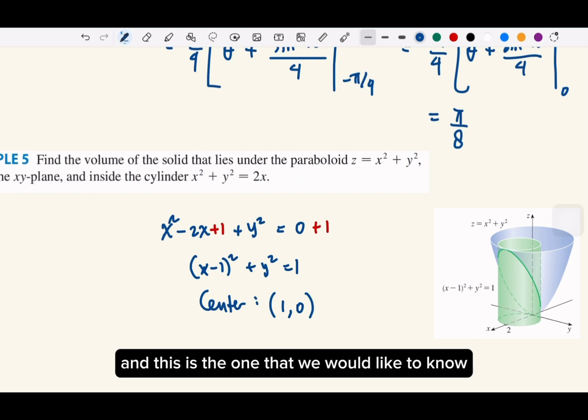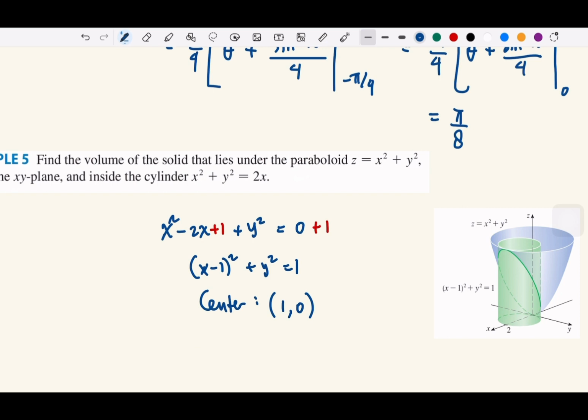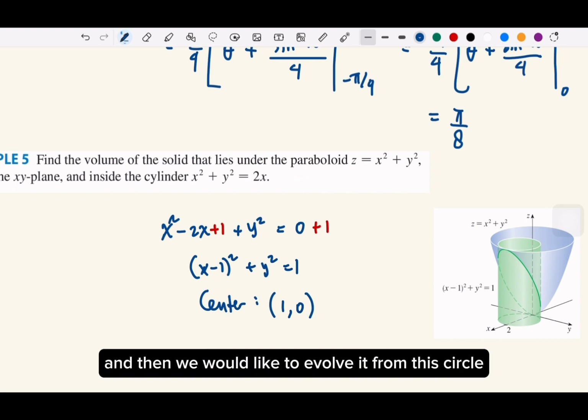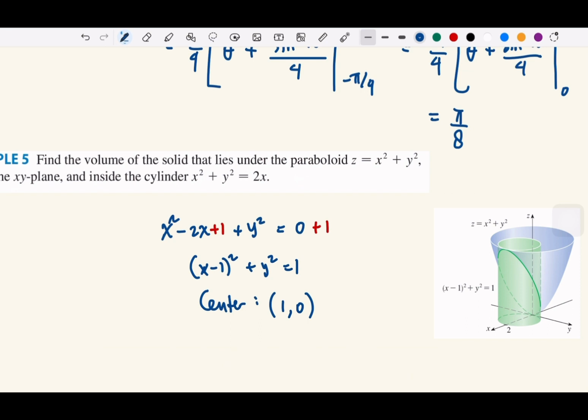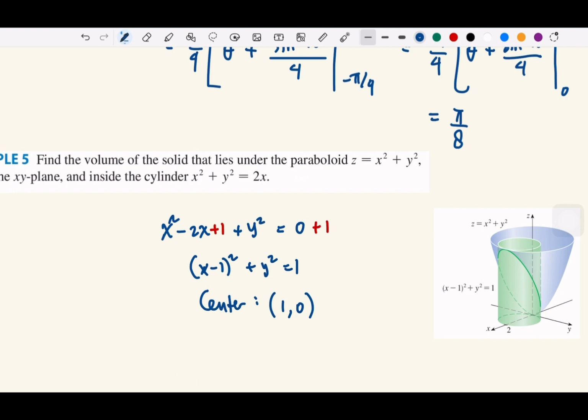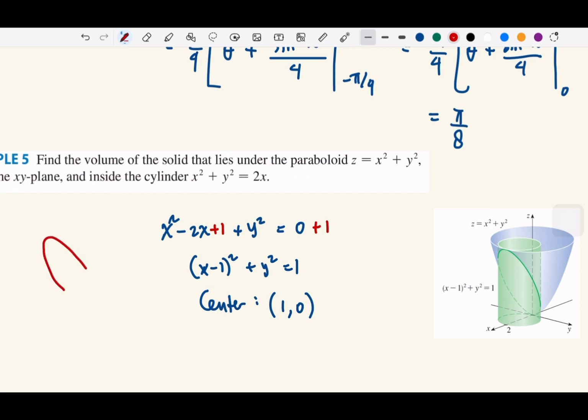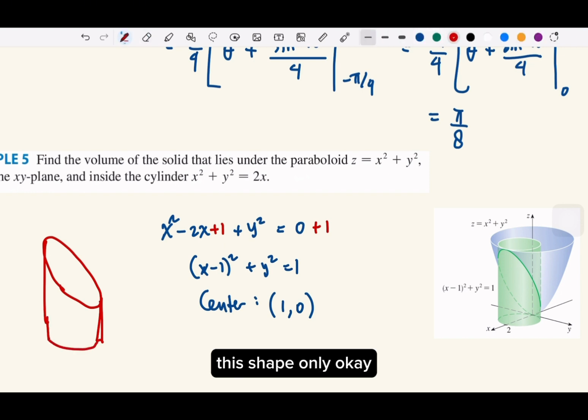And this is the one that we would like to know, the solid. So this will be the paraboloid surface, and then we would like to evaluate from this circle below until the paraboloid, the green one. So we would like to know only this shape, okay?